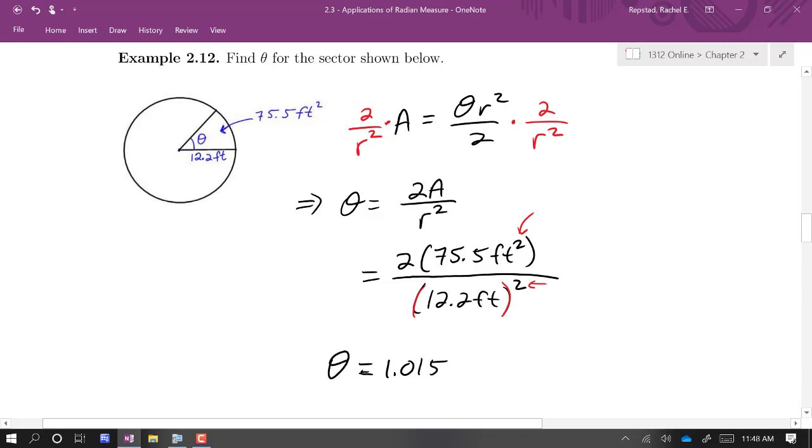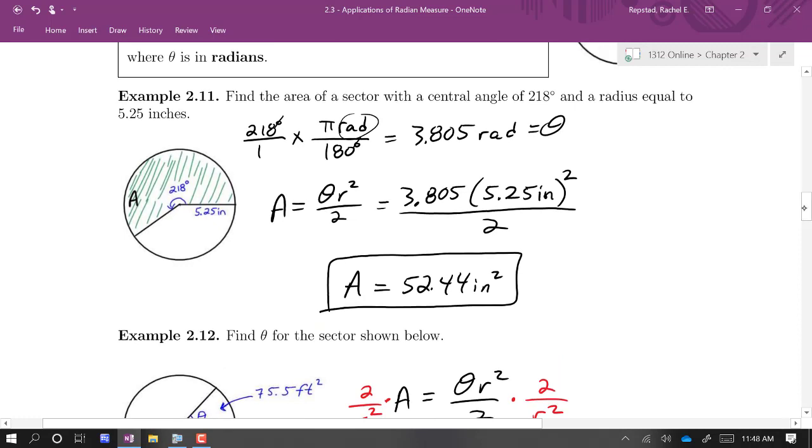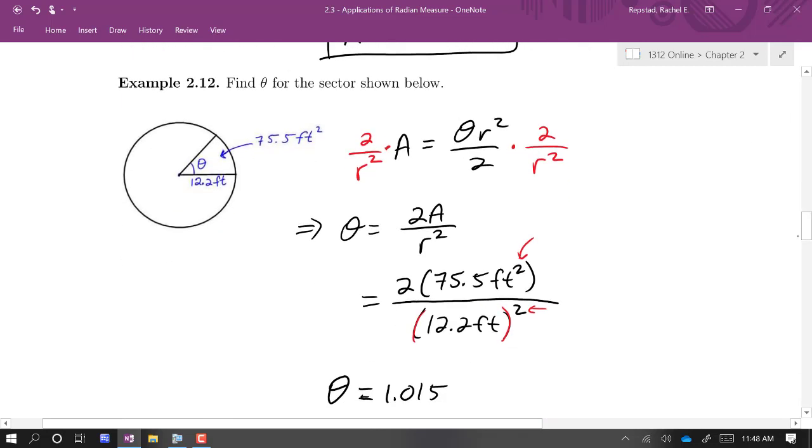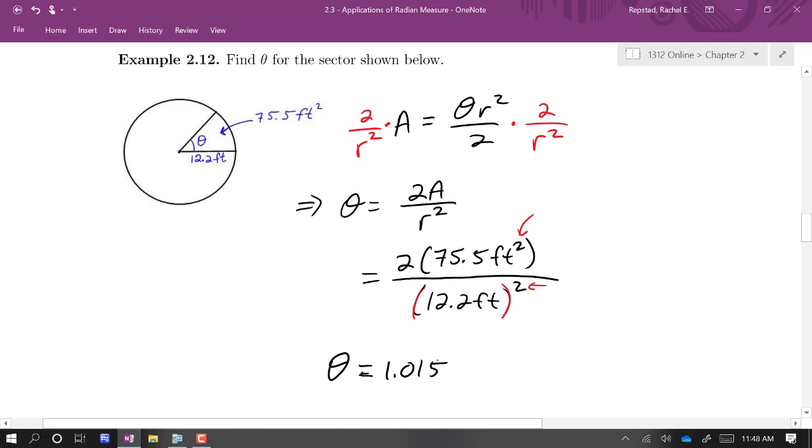So the flip side to, when we use these formulas, and I was saying your angle theta has to be in radians, and even when they give us an angle in degrees like they did up here in the previous one, the first thing we had to do was convert it to radians in order for our formula to work. The flip side of that is if we're using a formula to solve for an angle theta, it is automatically in radians.